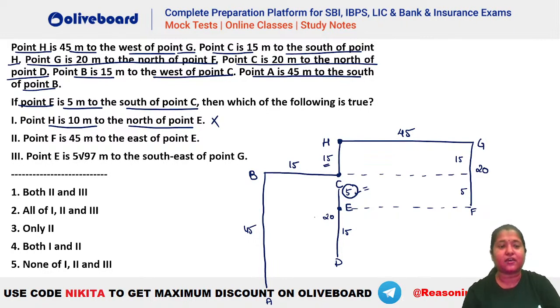So this is wrong. F is 45 meters east of E. You can see, yes, that is right. ये 45 है. So this is also 45. So F is 45 meters east of E. This will be definitely true. But what about the third one?